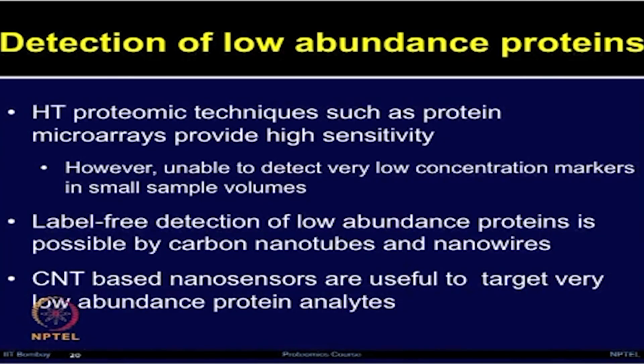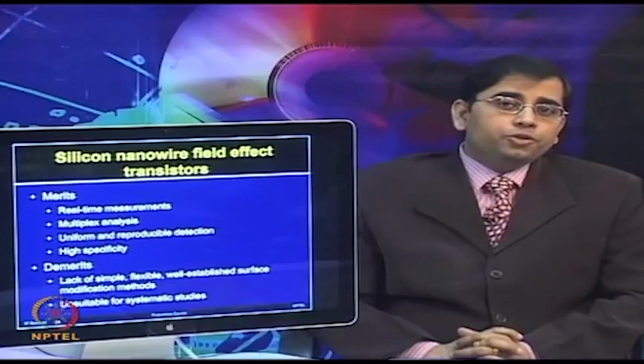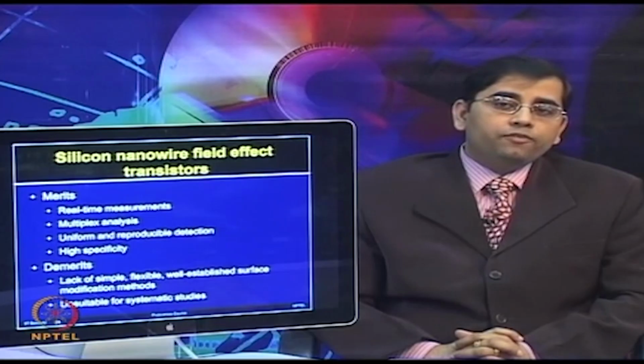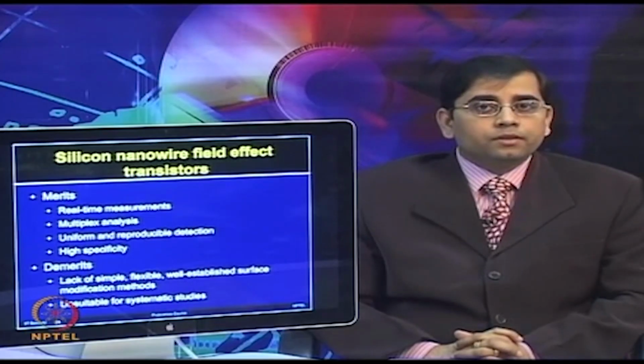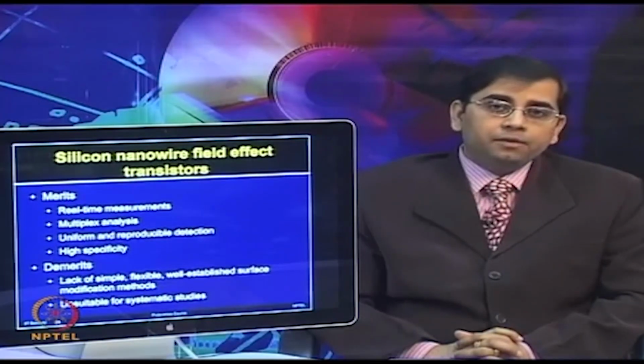So, carbon nanotube based nanosensors have shown their use and applications to target very low abundant protein analytes, and this is one of the major advantages of using these platforms. So, continuing on to the silicon nanowire field effect transistors, there are different merits and demerits.